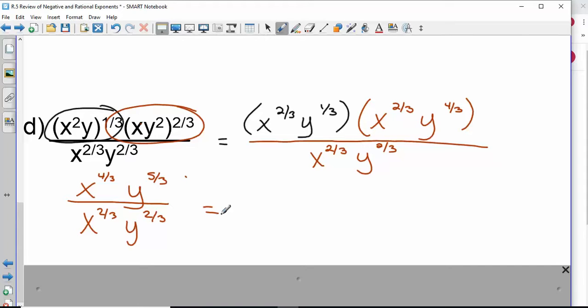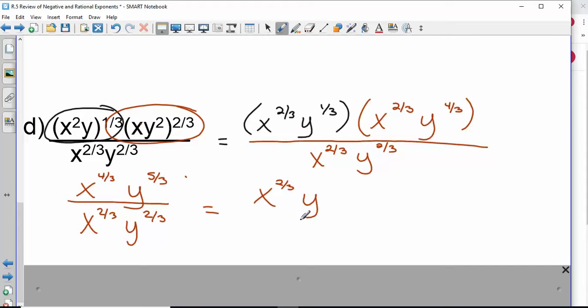We're not done yet. What else do we have to do? Right. When we're dividing, what do we do to the exponents? Subtract. Okay, so for my x's, we have more on top, so it will stay on top. 4/3 minus 2/3, 2/3. For my y's, we have more on top. 5/3 minus 2/3 is just 1, so I can just write a y.